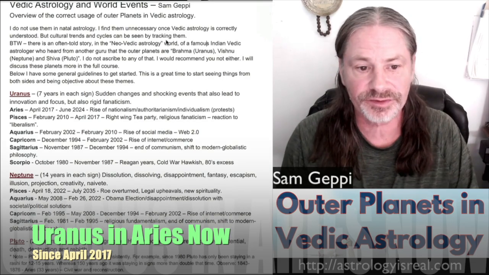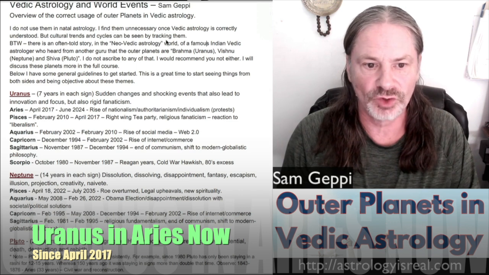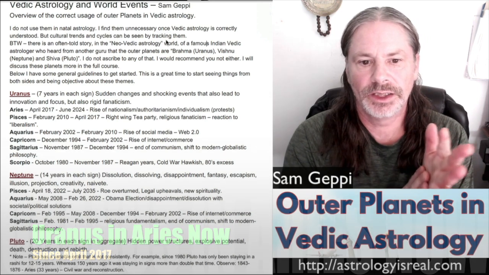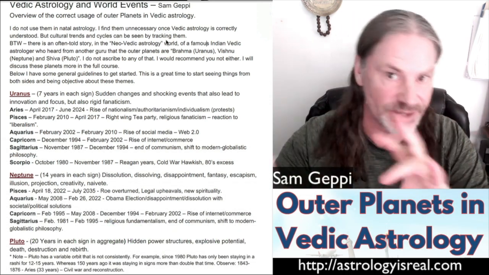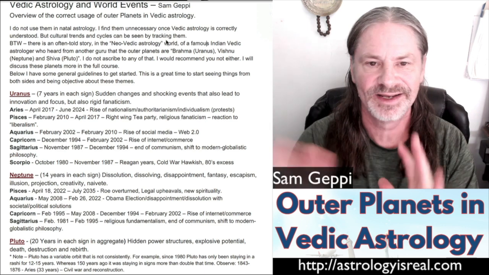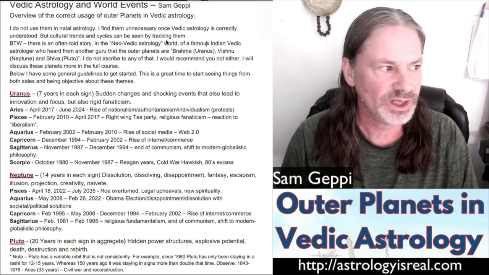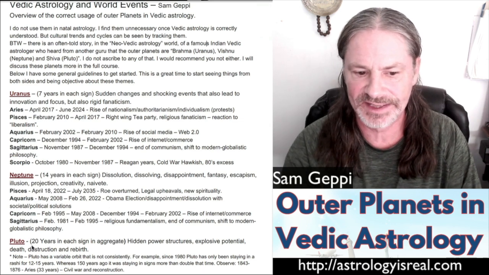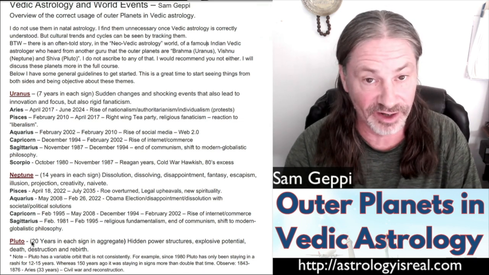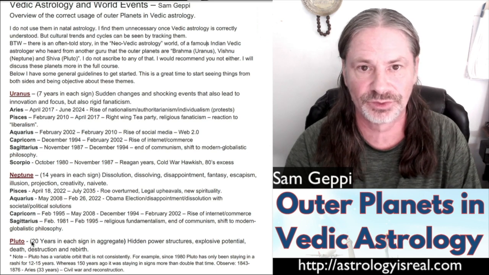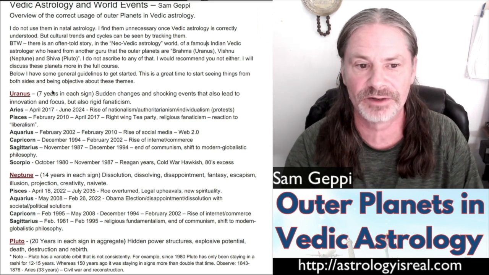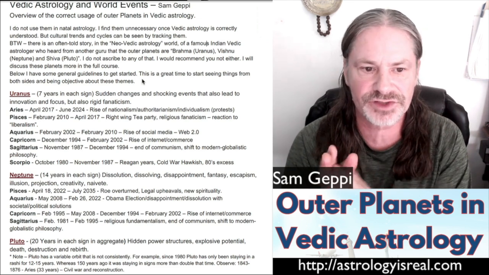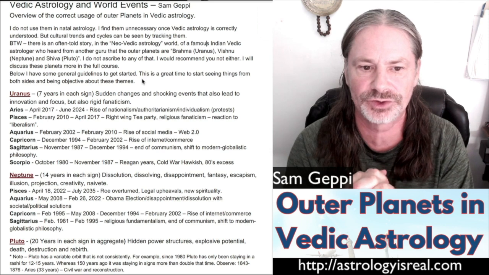So let's start with Uranus. Uranus is about 7 years in each sign, kind of like the way Saturn is 2.5 to 3 years in each sign. This is sort of an aggregate time, and these outer planets are pretty consistent. Pluto is a bit of a wild card, to say the least, which I'll mention when I get to it. But Uranus and Neptune especially are pretty solid, about 7 years for Uranus, 14 years for Neptune.